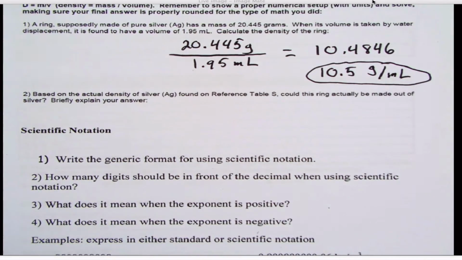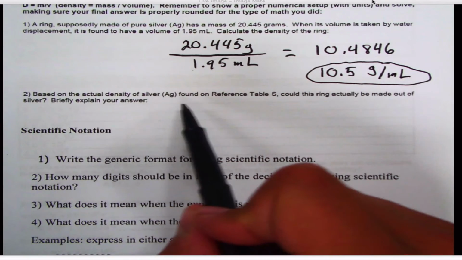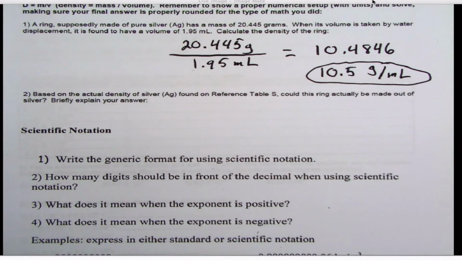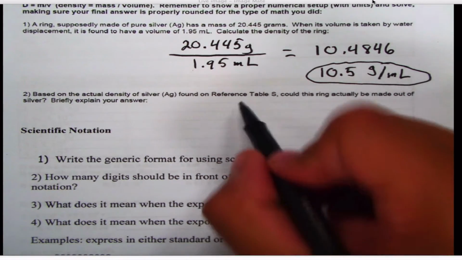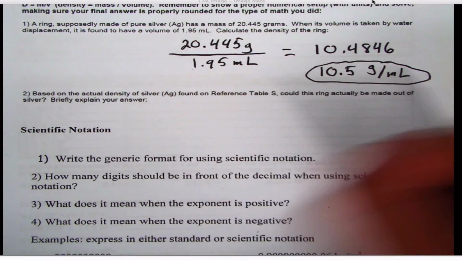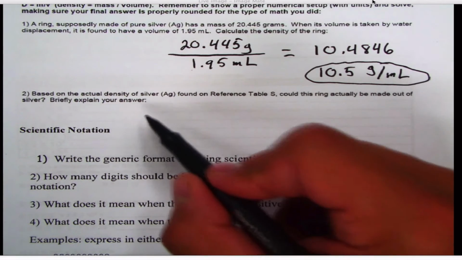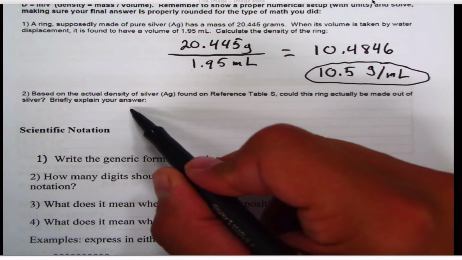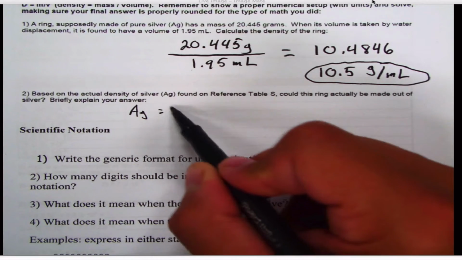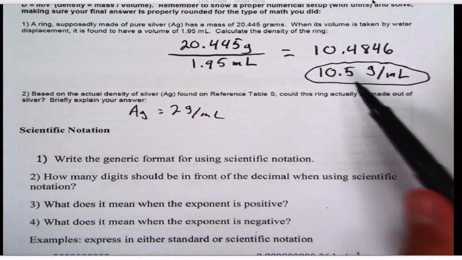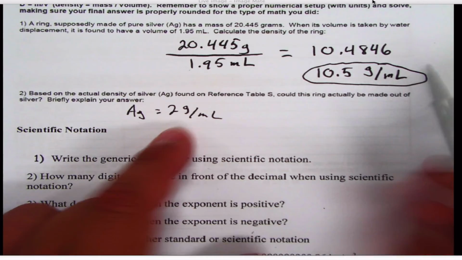All right, let's try another one here. Based on the actual density of silver found on reference table S, we can look that up. Okay, that's not a big deal. So if you look up what the density of silver is, you can figure it out. So let's do the mathematical setup. So density of silver, find it, and could this ring actually be made of silver? Explain. So basically, let's say silver's density is equal to 2 grams per milliliter. Well, obviously, this is not silver because these numbers don't even match up.